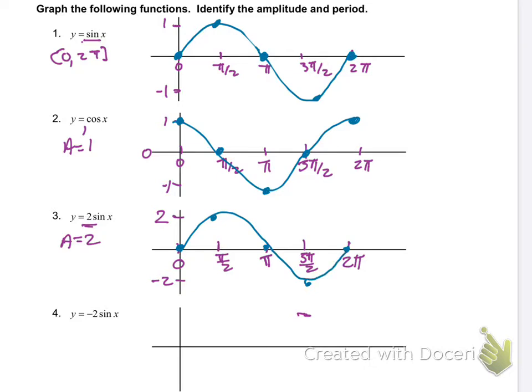The only difference with the following one is it's negative. The x-axis is still going to be 0 to 2 pi. Okay, cool. So now the only difference is that the first point is still going to go on the line. But then rather than going to the max next, you go to the min, and then back to the line, max, back to the line.